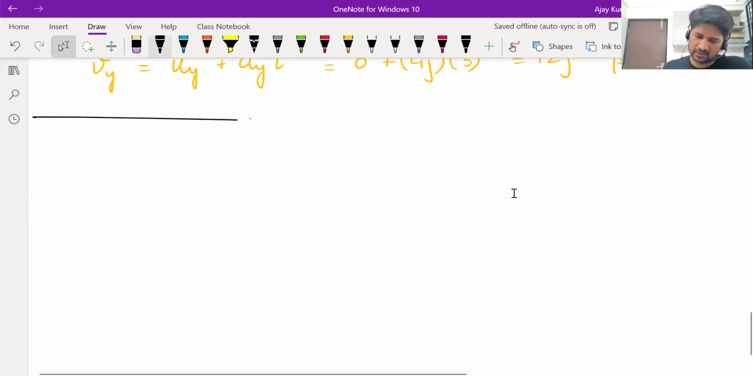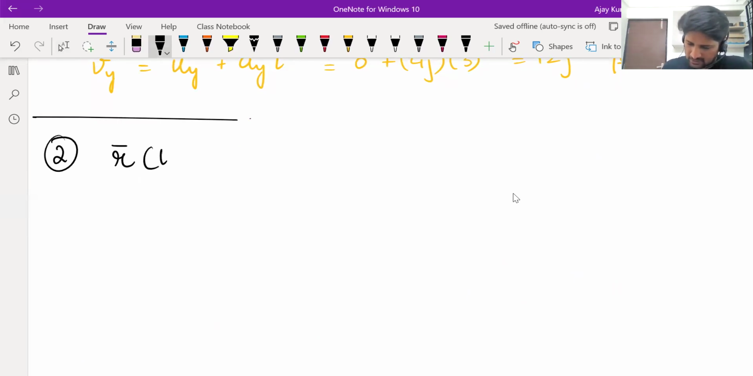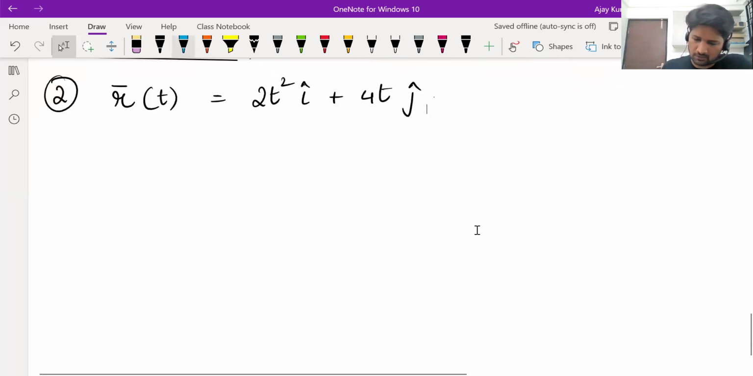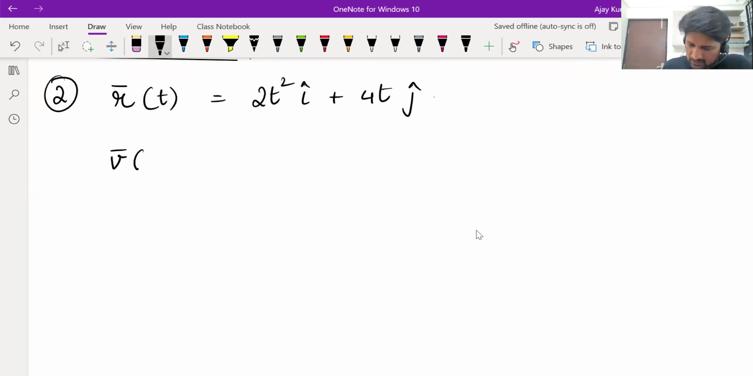Let's try another question. Suppose the position of an object varies with time like this: 2t square i cap plus 4t j cap. Means from time to time, based on the time, the position changes. Okay, let it change. Now, what I want you all to do is, first thing, derive its velocity as a function of time. You know, you have to differentiate position to get velocity, so do that. Then derive its acceleration as a function of time. Okay, solve these two first.